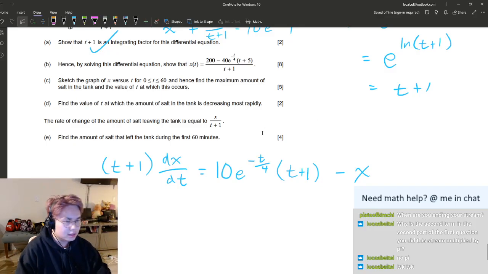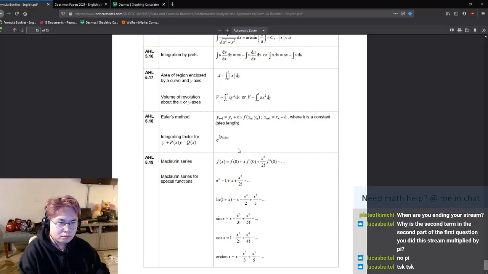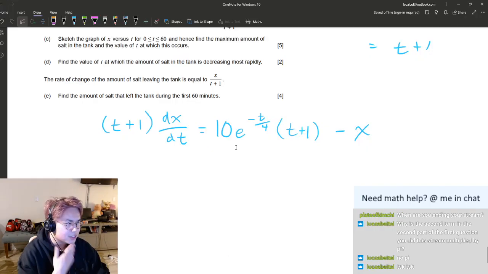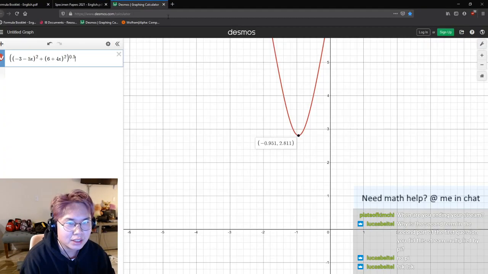So once we're here, you gotta do something with it. Maybe I should have reviewed. Hold on. Let me just quickly look at how integrating factors work.